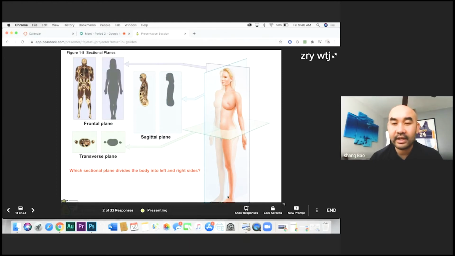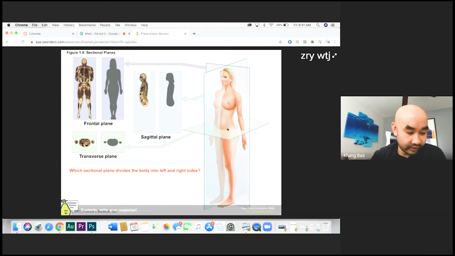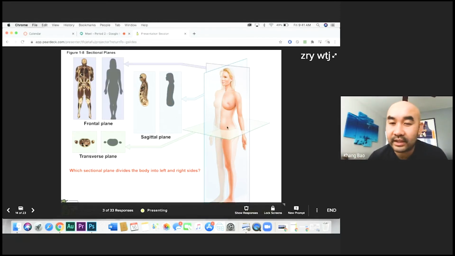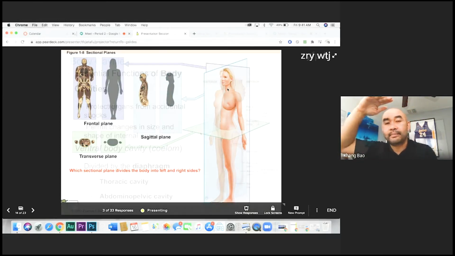When you are dividing the body into the right and left sides, we use a sagittal plane. See right here, the blue one? Sagittal plane, blue, splits the body into the right and the left side. When you divide the body into superior and inferior, top and bottom, you use a transverse plane. You cut the person transversely to divide the top part and the bottom part.